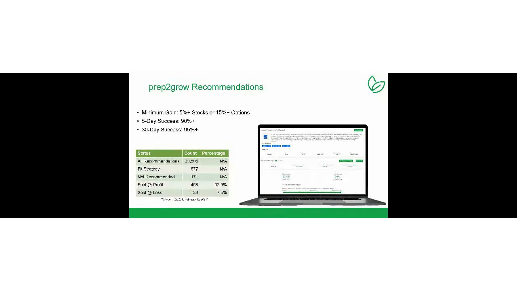If we look at the Preptogo strategy, out of them, 171 were not recommended, meaning it probably didn't have significant gain. So instead of 15% option gain, it might have had 10. And so that's just not enough. We realistically make sure that there's at least 20 to 25% gain potential for every recommendation.